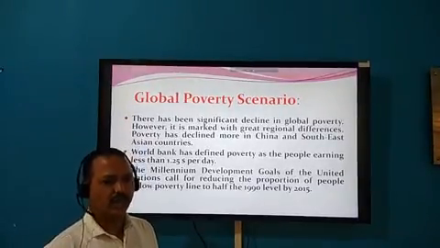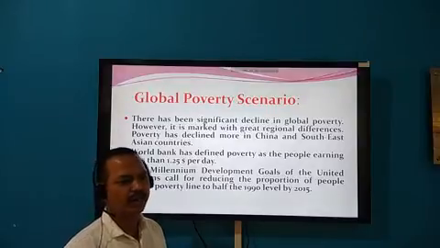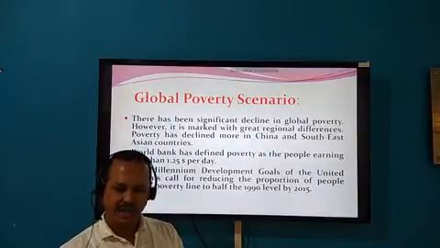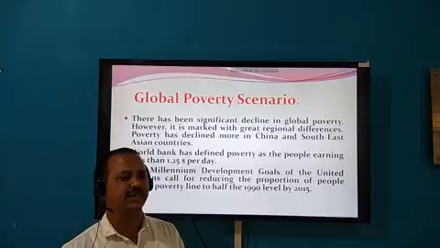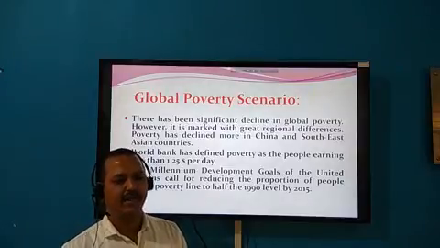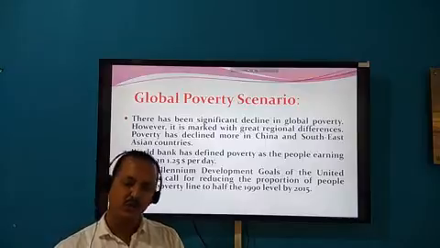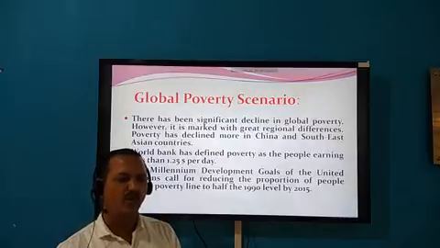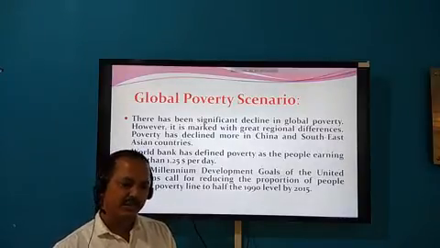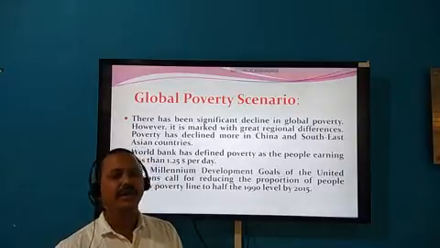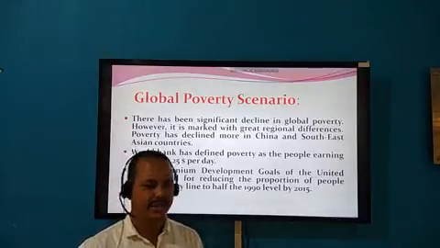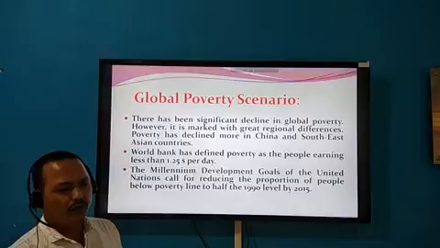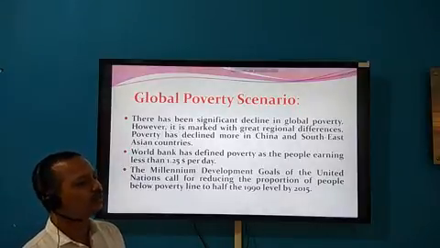Global poverty: there has been significant decline in global poverty. However, it is marked with greater regional differences. Poverty has declined more in China and Southeast Asian countries. World Bank has defined poverty as the people earning less than $1.25 per day. Means, according to World Bank, if a person is unable to earn $1.25 per day, then he is considered a below poverty line person. The Millennium Development Goal of the United Nations calls for reducing the proportion of people below poverty line to half the 1990 level by 2050.